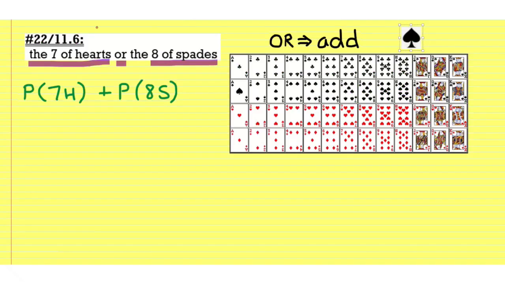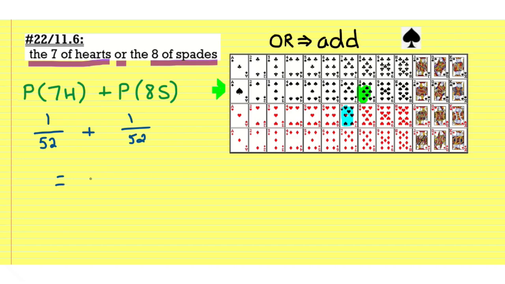So how many 7 of hearts do I have? Well, the hearts are that third suit, and there's a 7. So I only have one of those, one 7 of hearts out of 52 cards. And then I want to look for my 8 of spades. Well, the spades, that's this suit right here. And there's the 8. And again, I only have one of those. So that is going to be also 1 out of 52 cards. The probability of pulling an 8 of spades is 1 out of 52.